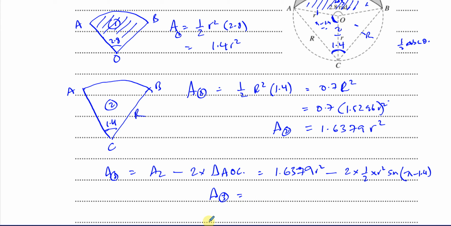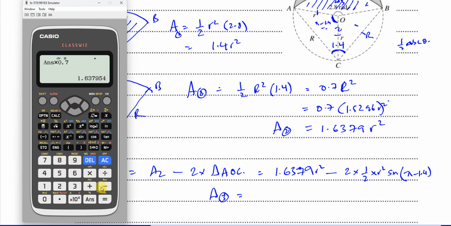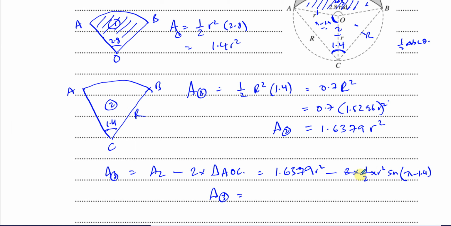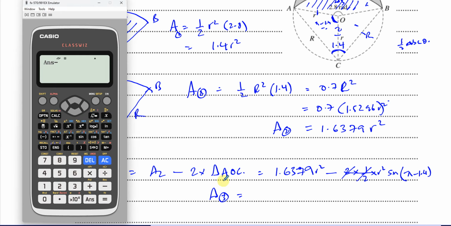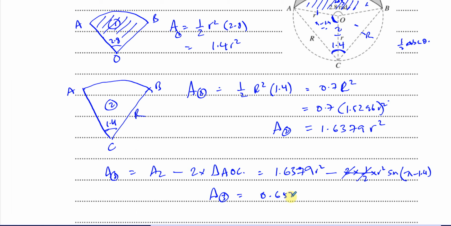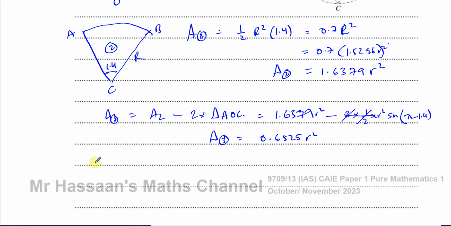Okay, so let me just put that in my calculator as well. So it's minus, okay, and I'm going to have this, these will cancel out anyway. Those will cancel out. So I'm going to have basically sine of pi minus 1.4, close the bracket. Okay, that will give us 0.6525 r squared.